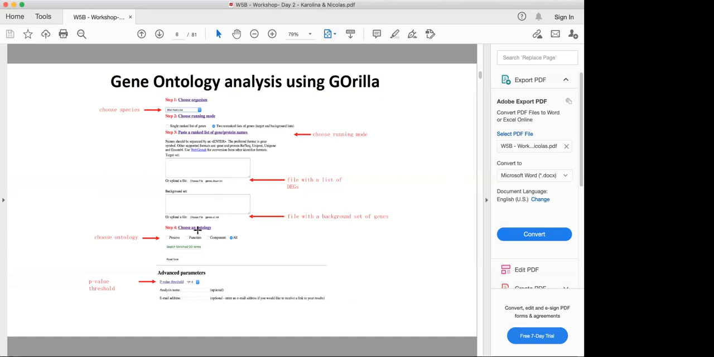In the fourth step, you will choose an ontology. I want us to do all the analysis, so we mark all. We want to check all three domains: process, function, and component. Then we press search enriched GO terms. We can also mark some advanced parameters like the p-value threshold. Here it is 10 to the power minus 5, but you can put 10 to the power minus 3, whatever you prefer.